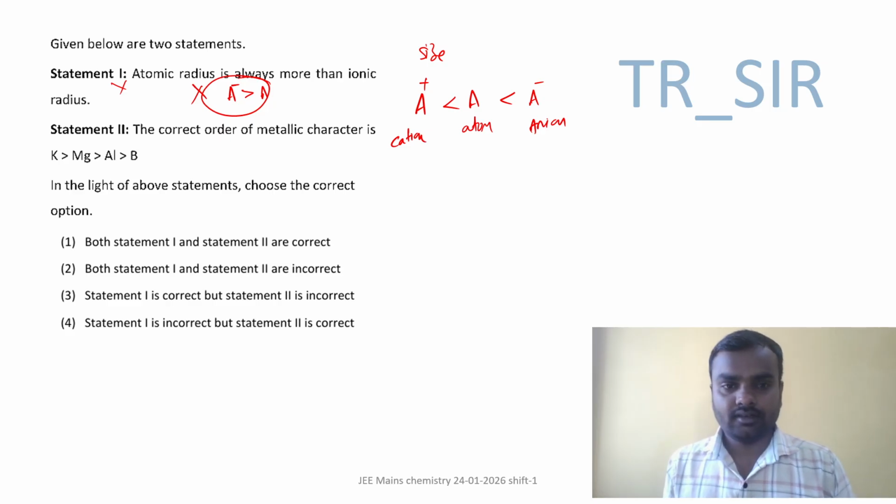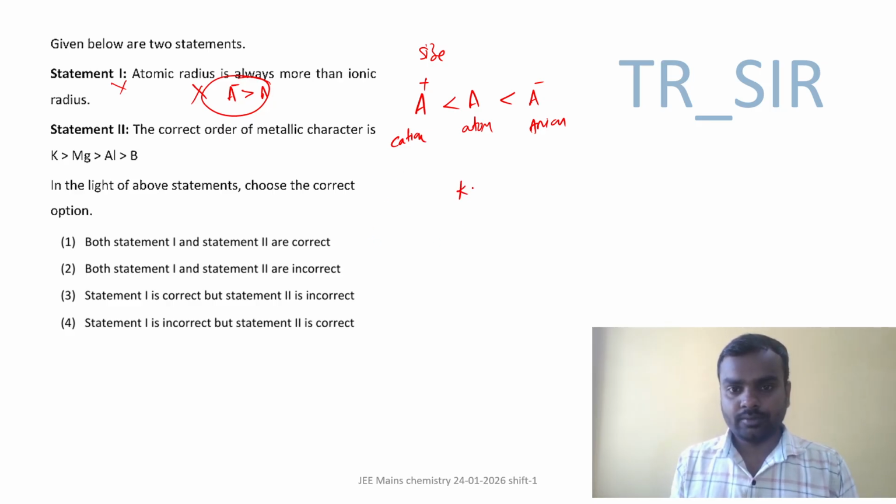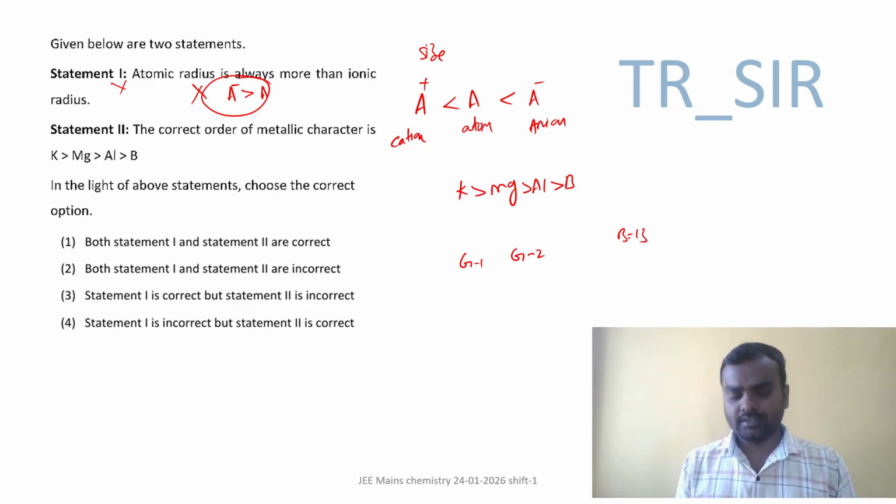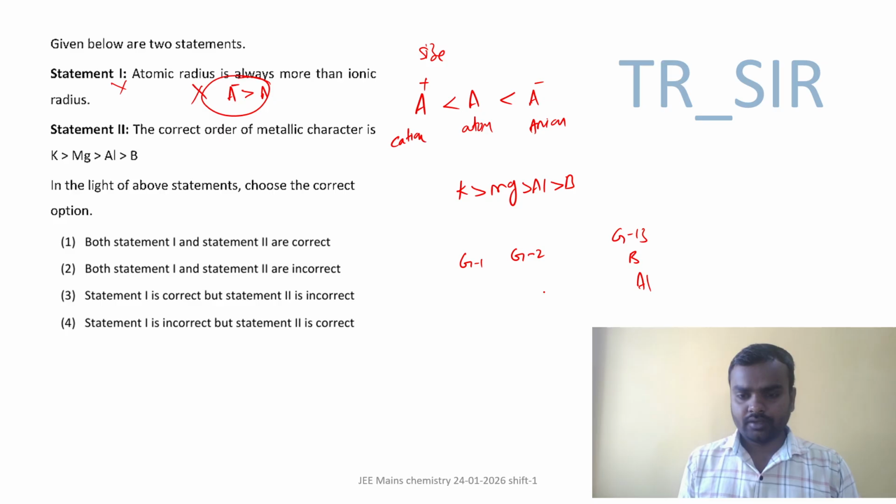Correct order of metallic character, potassium they given. So they given that potassium is more, magnesium is more, aluminum is more, boron. Now if you see, this is a group 1 element, this is a group 2 element, and this is a group 13 element. Boron is second period, aluminum is third period, magnesium is third period, and potassium is fourth period.